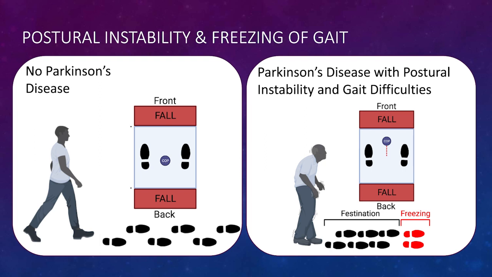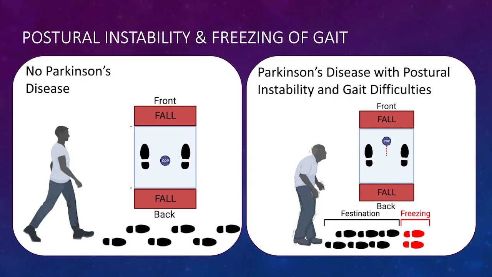If we compare that to a person with Parkinson's disease, oftentimes individuals with advanced symptoms of Parkinson's have a forward-leaning posture, which destabilizes them in a forward direction as they're standing. So when they initiate gait, the destabilization in their posture causes them to lose balance momentarily and to make an effort at regaining balance by taking a stabilizing step forward.